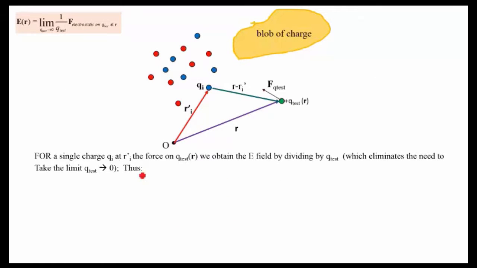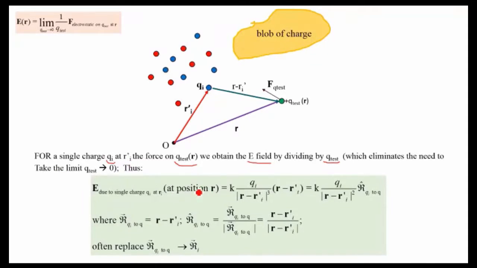For a single charge, if you just had a Q sub i at r prime sub i, the force on the test charge would just be Coulomb's law, and so we would obtain the E field by dividing by this Q test, which by the way just eliminates the need to take the limit, because what we have for the force is k Q sub i, and we'll worry about the r factors here, times Q test. So to find the E field, we divide by Q test, and so you can see that it doesn't exist here, so there's no need to take the limit.